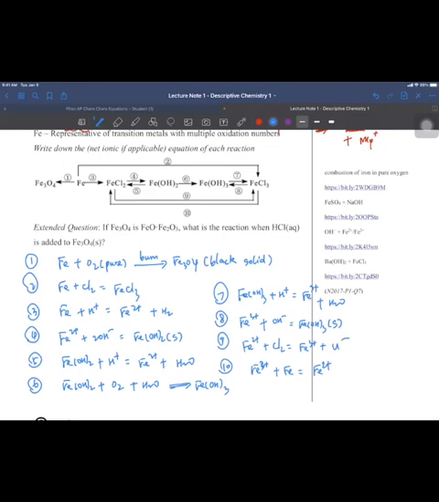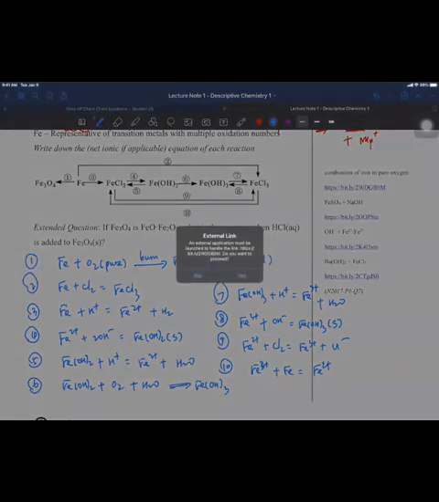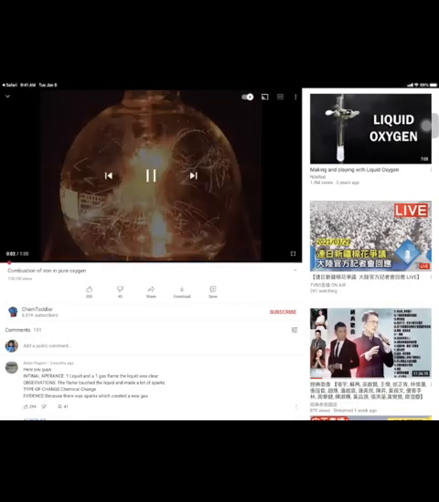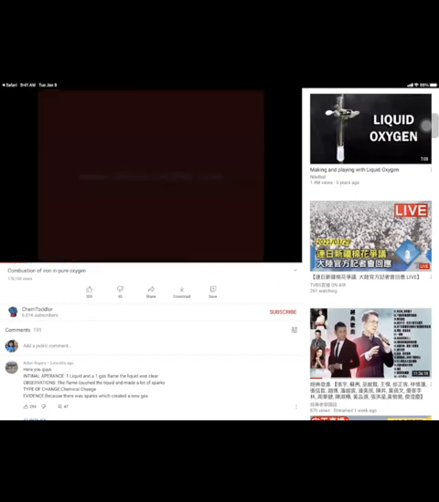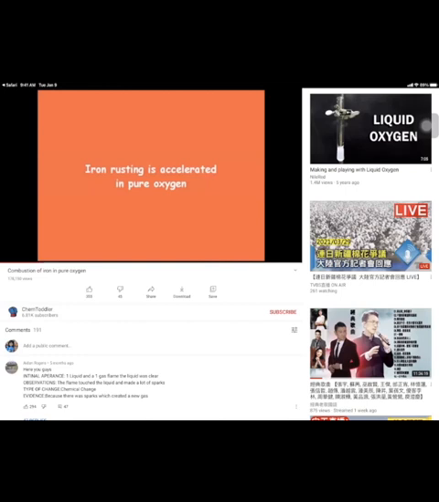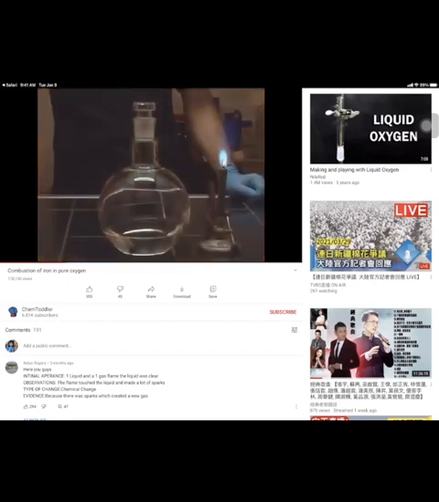Okay, let's go over these reactions. I want to briefly talk about the first one. When the iron wire is burned in pure oxygen gas, it will react very rigorously and produce a black solid. I can show you the video here. This is the burning. Probably it cannot be called rusting.